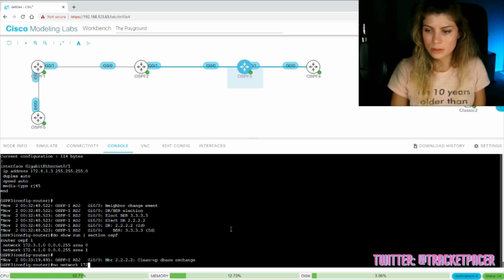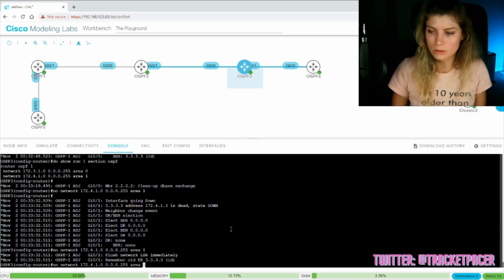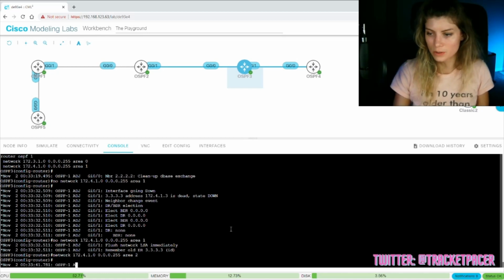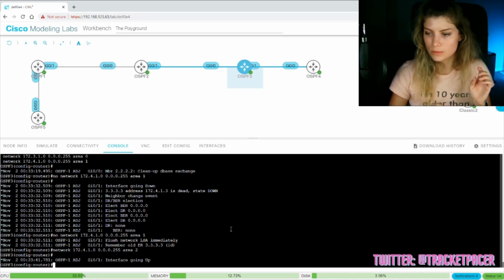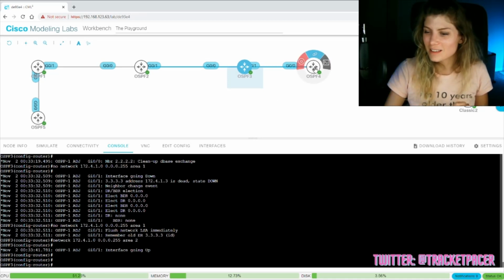So no network 172 and so on. Let's take this out. And instead we'll do area 2. There we go. And now here comes the flood of, there you go. Oh, there's not going to be a whole election. Probably. Not with OSPF 4. It might elect a BDR and a DR on its own. Actually, yeah, it already has done that, hasn't it? Okay.